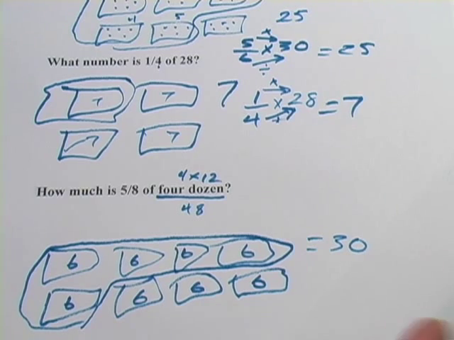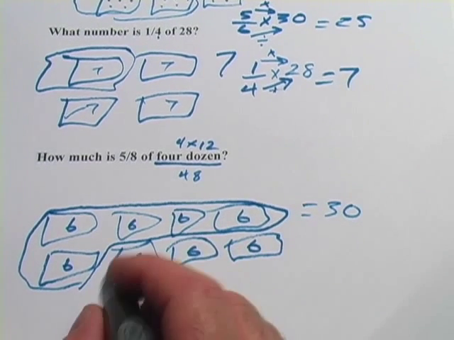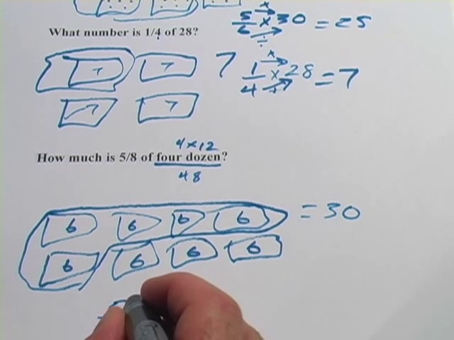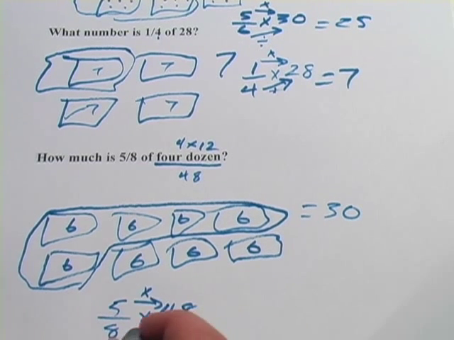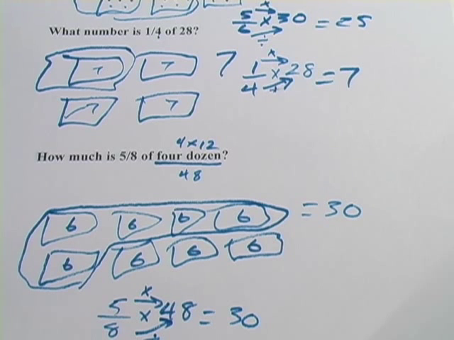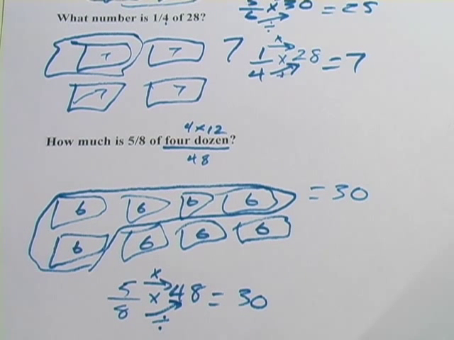The other way to think about this is 5/8 times 48. So that's 5 times 48 divided by 8. And that indeed equals 30. So those are some problems about equal groups.